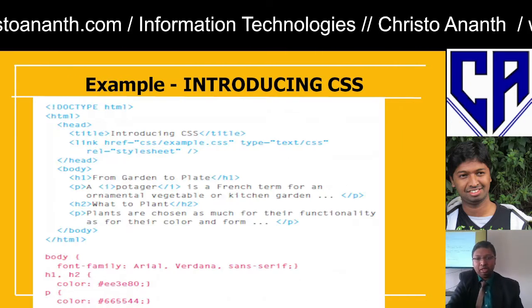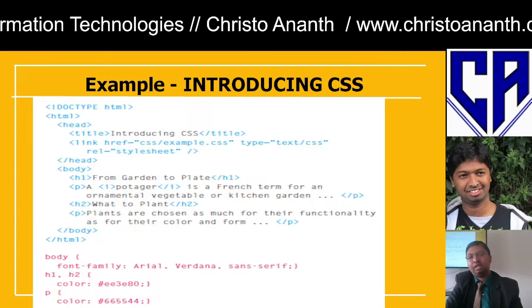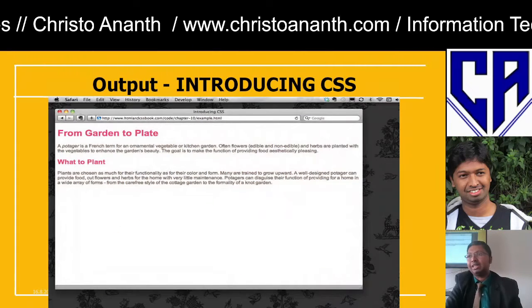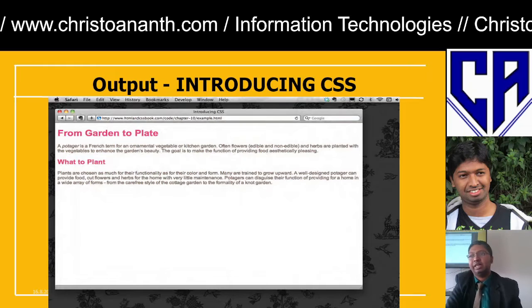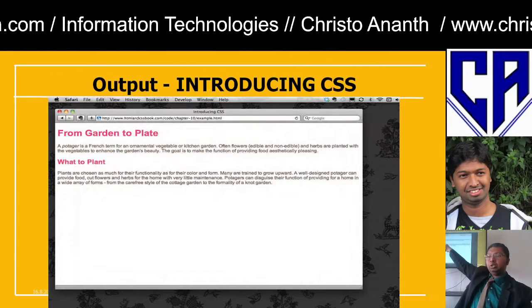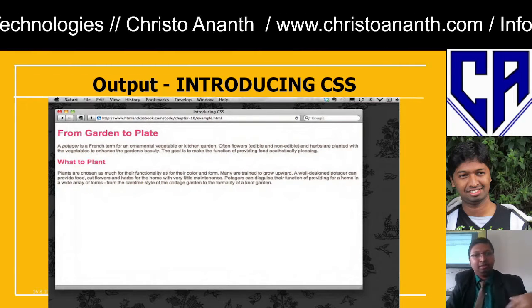So this one, EE3A80 denotes the pink color, and 665544 denotes the gray color. Sorry, not black color, gray color. It is not black. See the top URL you will have black color, but this one it is gray color. Okay.